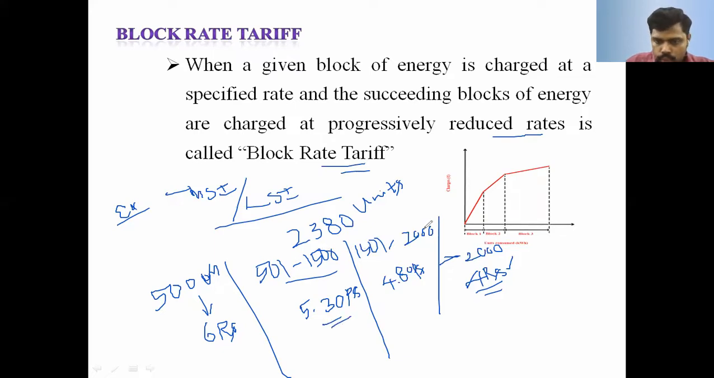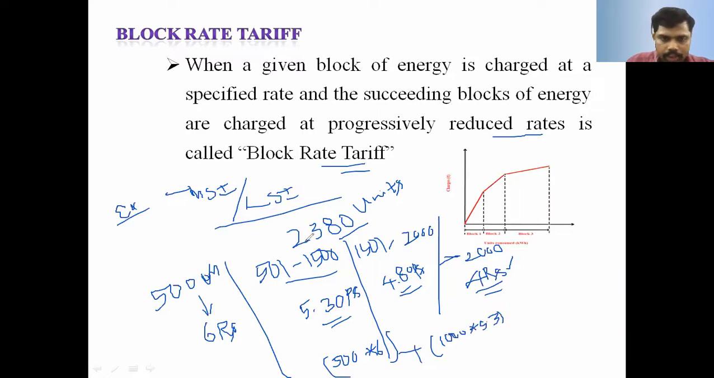And 501 to 2000 units, they are charged only 4 rupee 80 paise. Here, how they are calculated: the first 500 units into 6 rupees is one block, plus the remaining units utilized. 501 to 1500, the next 1000 units, they are charging 5 rupee 30 paise.